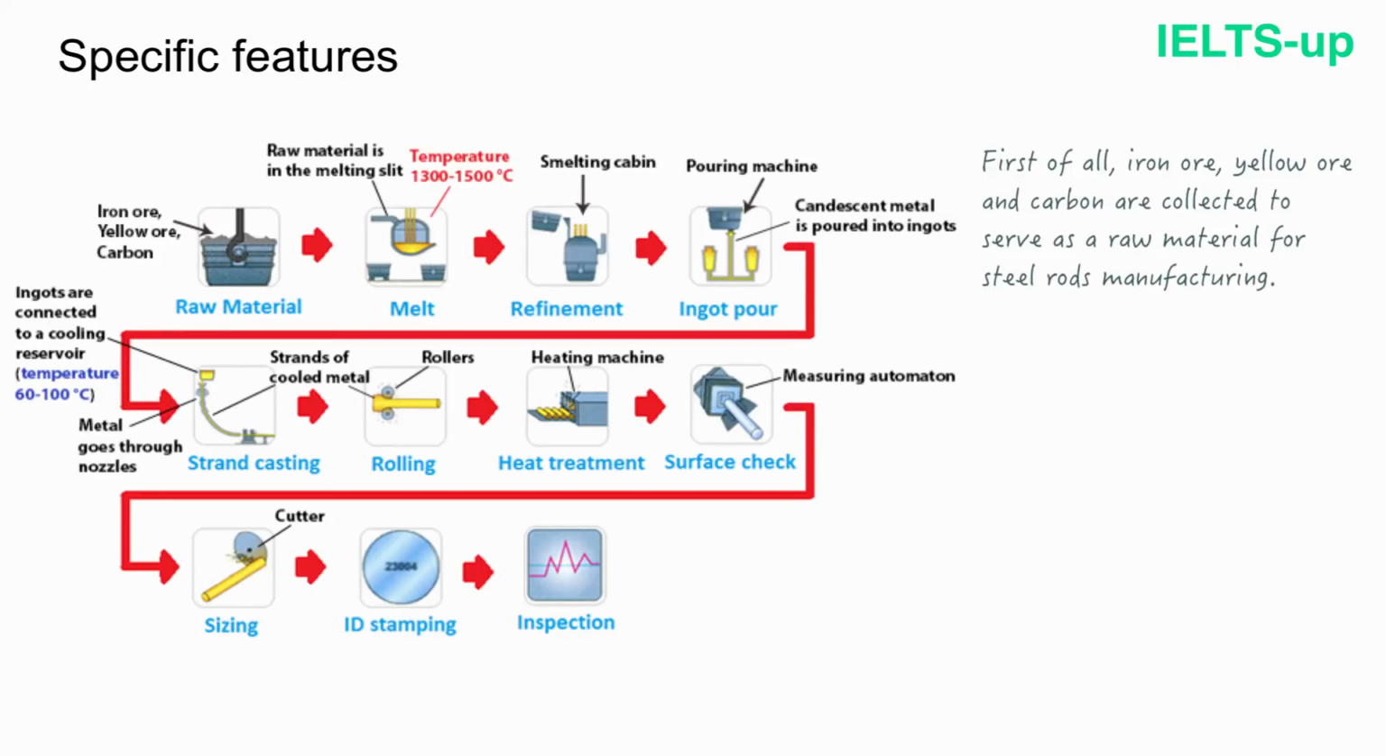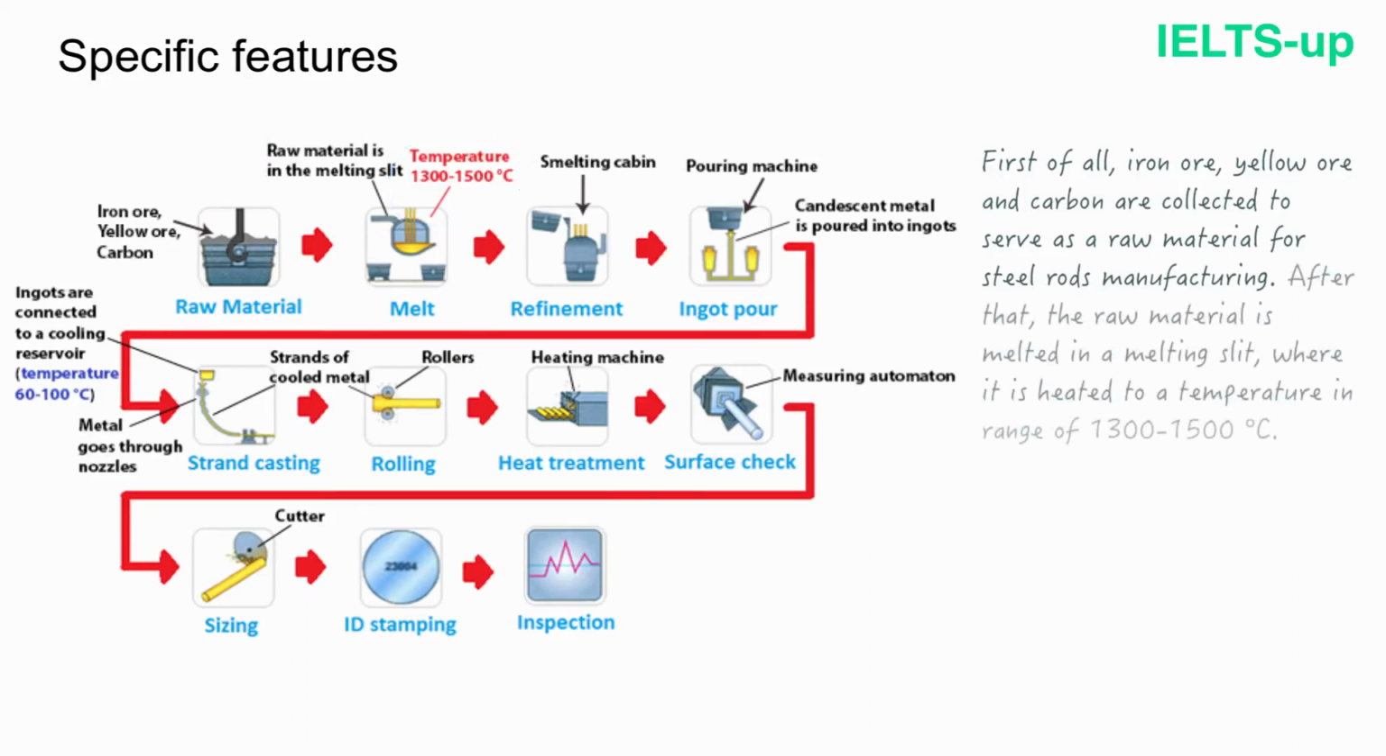We can see that the picture illustrates a container with a white hot metal. One arrow points to the container, saying, "Raw material is in the melting slit." The other arrow indicates the temperature range. I used all this information to describe this stage of the process. After that, the raw material is melted in a melting slit, where it is heated to a temperature in range of 1300–1500 degrees Celsius.